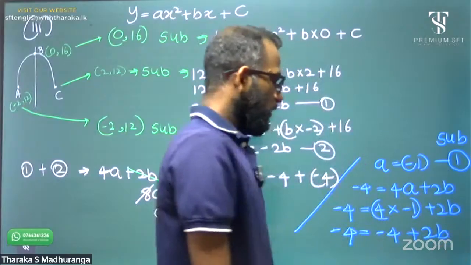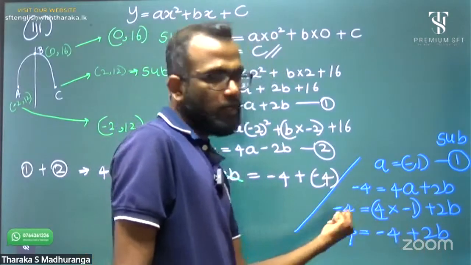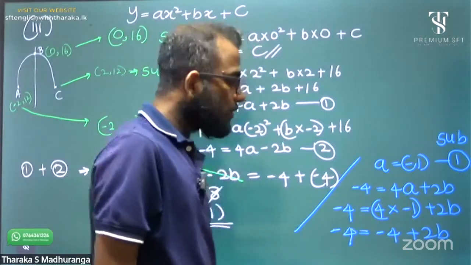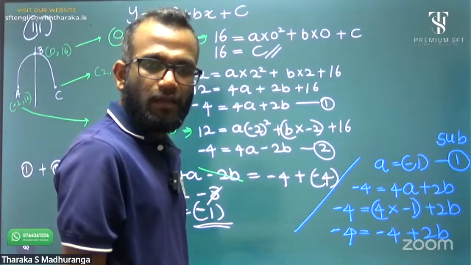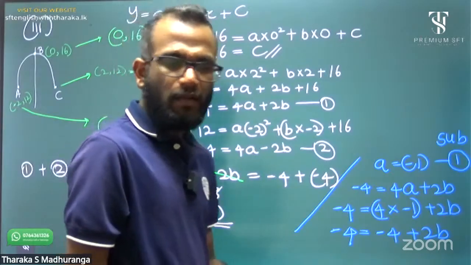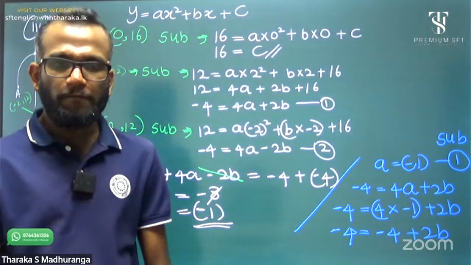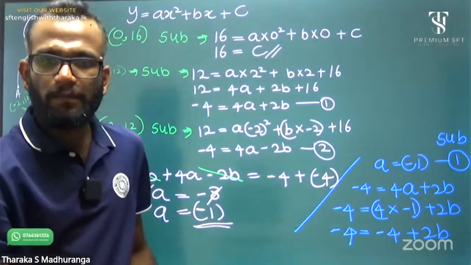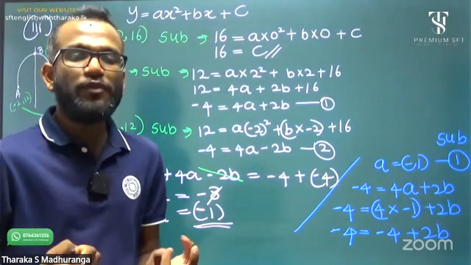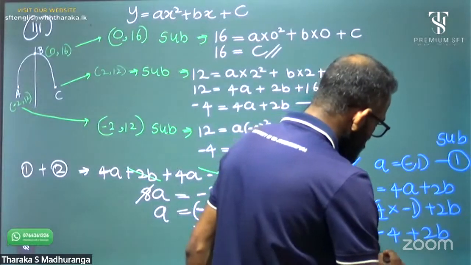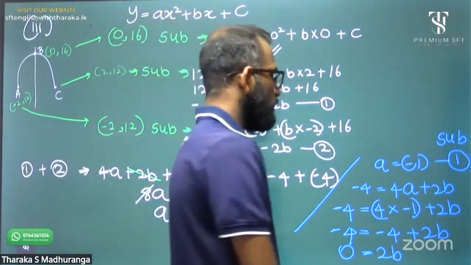For this part you have to be very careful. You have to isolate 2b first. Then minus 4 gets into the left side, and it is plus 4. Minus 4 plus 4, what happened? What's the value? Yeah, 0, because minus 4 and plus 4 cancel out. 0 equals 2b. Then b equals 0 divided by 2, which is 0.